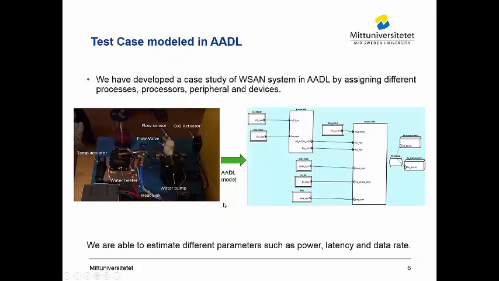So a test case model in AADL is given. Here you can see the sensors and actuators: carbon dioxide actuator, temperature actuator, water sensor, and the water heater and heat sink and water pump. So these are different devices which are part of a network. Here is the implementation of this network in AADL. So we are able to estimate different parameters like power, latency, and data rate of the network.